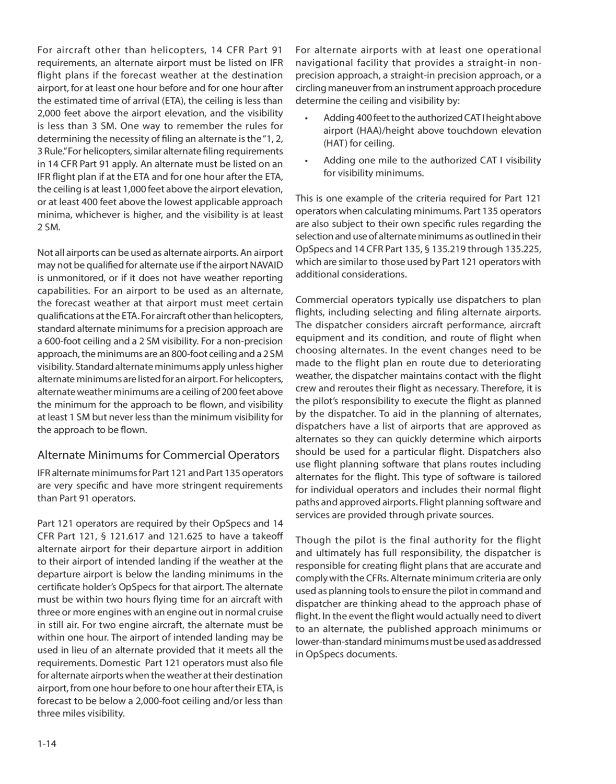Part 135 operators are also subject to their own specific rules regarding the selection and use of alternate minimums as outlined in their OP specs and 14 CFR Part 135, Sections 135.219 through 135.225, which are similar to those used by Part 121 operators with additional considerations. Commercial operators typically use dispatchers to plan flights, including selecting and filing alternate airports. The dispatcher considers aircraft performance, aircraft equipment and its condition, and route of flight when choosing alternates.